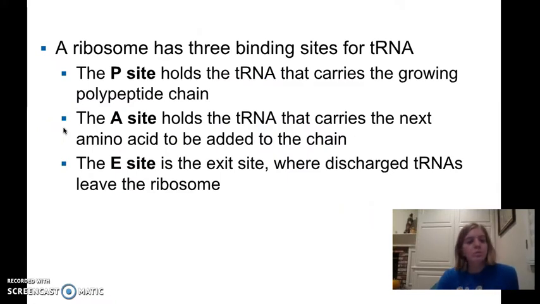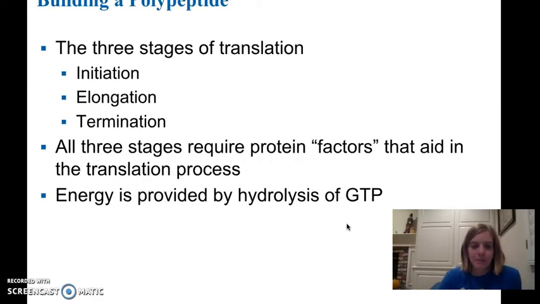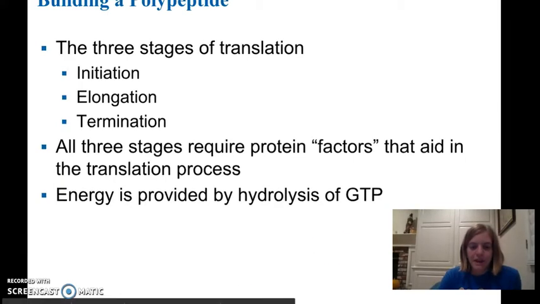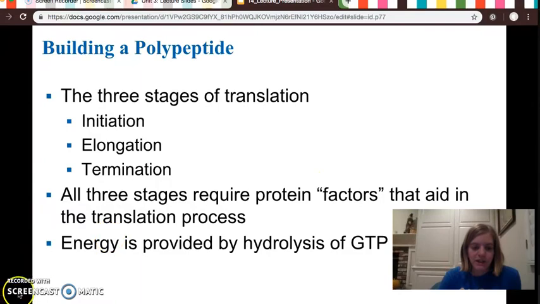So once again, in words, the P site holds the tRNA that carries the growing protein chain. The A site holds the tRNA that carries the next amino acid that's going to be added, the amino site. And then the E site is the exit site. Once the tRNA has left its amino acid behind, it gets prepared to exit the ribosome. So I'm going to stop here, and then I'll explain the rest of translation in the next video.